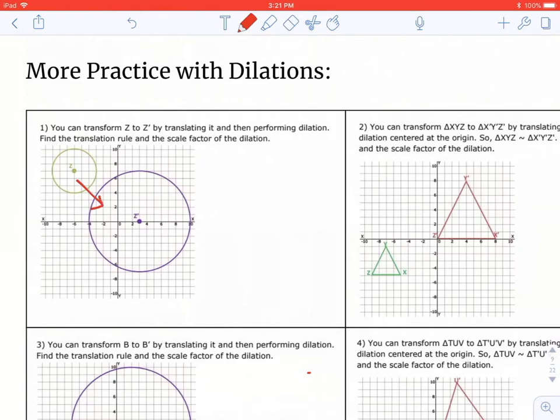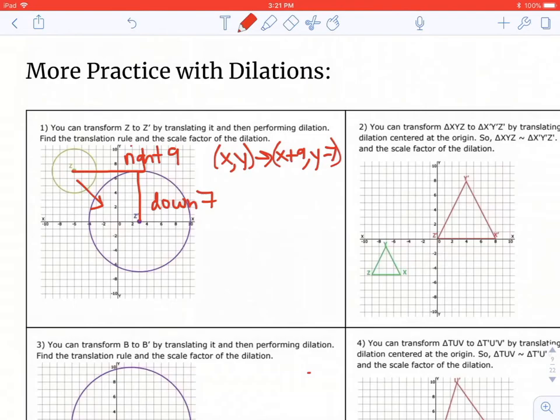So if we go from z to z prime, we have to go right 9, and you can just count the boxes on the graph to figure that out, and then down 7 units to go from z to z prime. So write that the same way we did when we learned translations a few days ago: right 9 would be x plus 9, and then down 7 would be y minus 7.